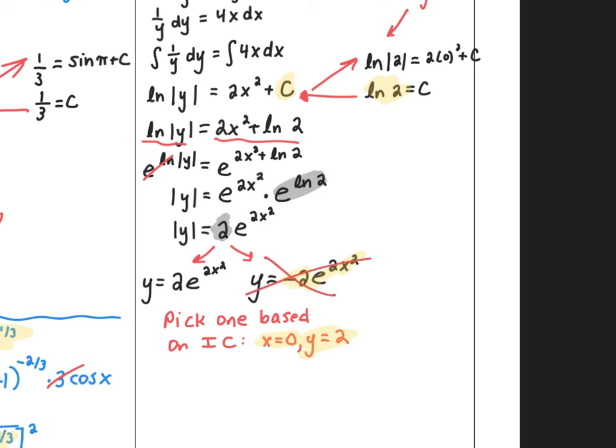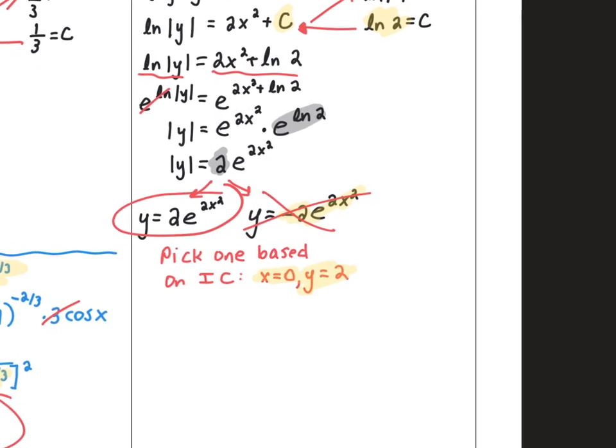If I plug my x equals 0 into this one, I get e to the 0, which is 1, times 2, and I truly get a positive 2. So that makes this one, the y equals 2e to the 2x squared, my answer.